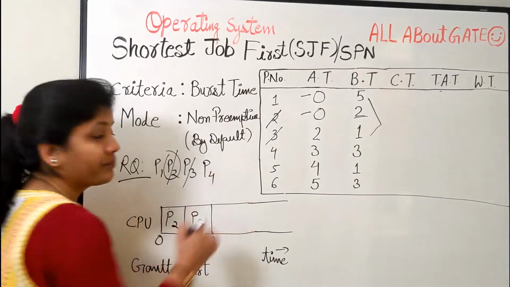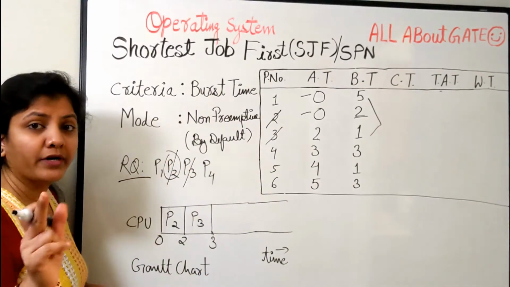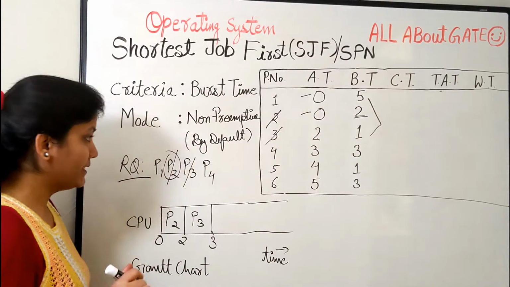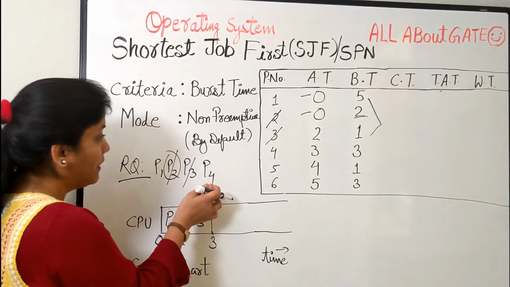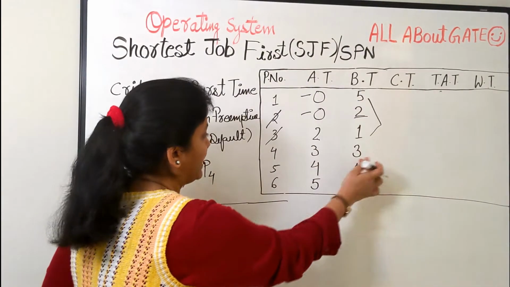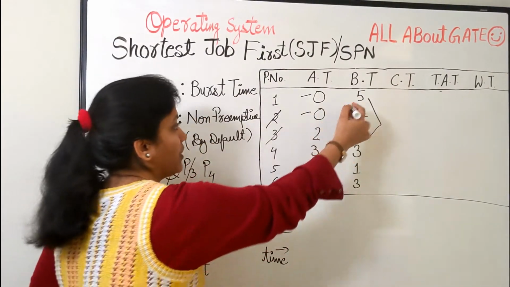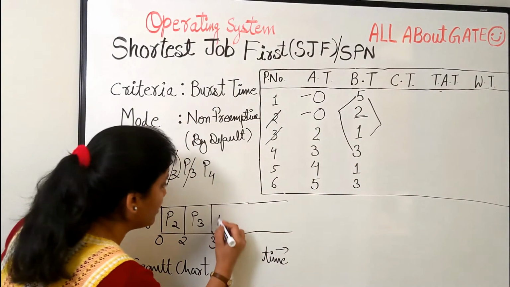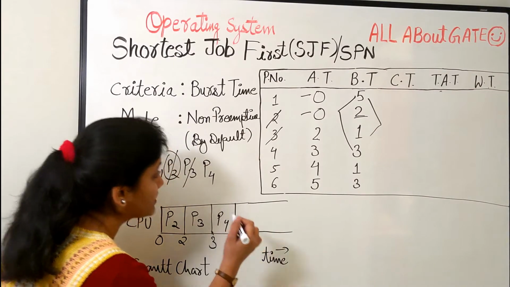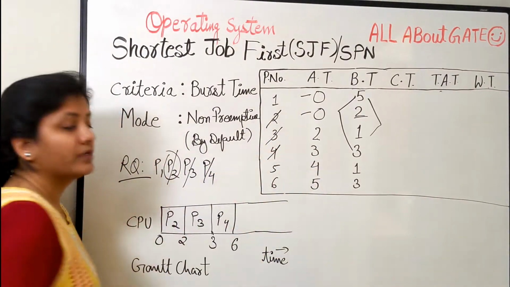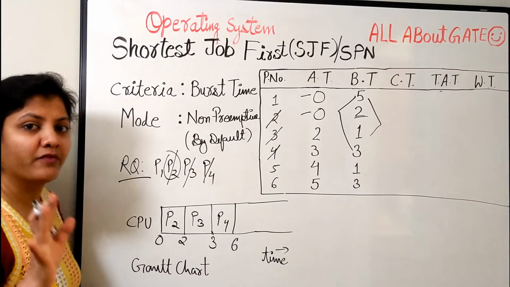P4 has come. I'm doing this just for your convenience; if you are getting confused by this, forget about it. So we have P4 by time 3, and among P1 and P4, the burst times are 5 and 3. Which is smaller? Of course 3, so we allocate process 4 for 3 time units. 3 plus 3, 6. P4 is done. I hope you're following.